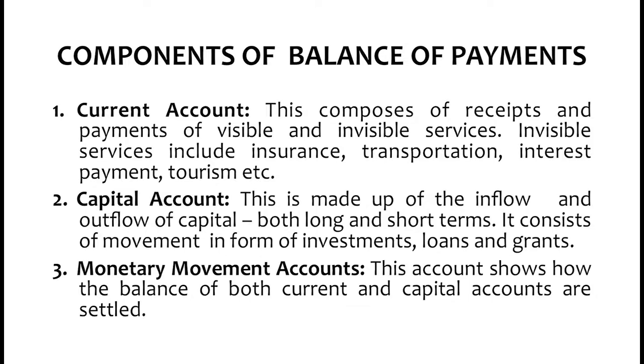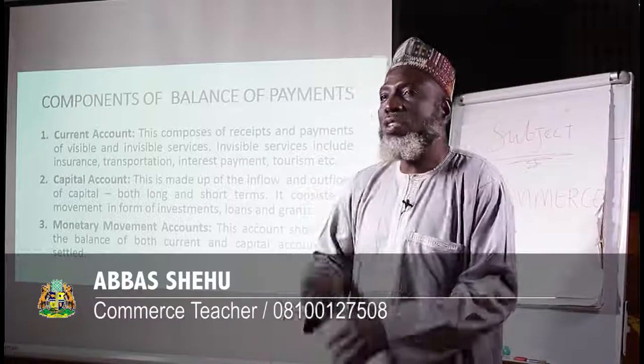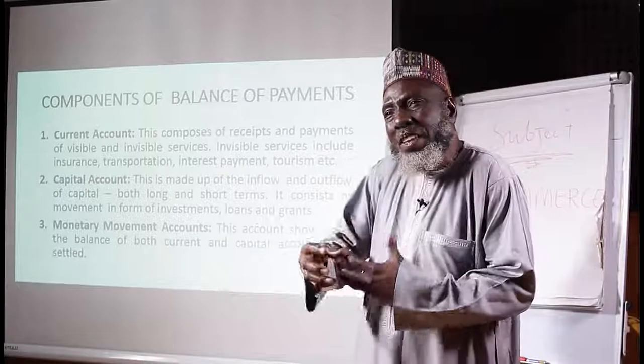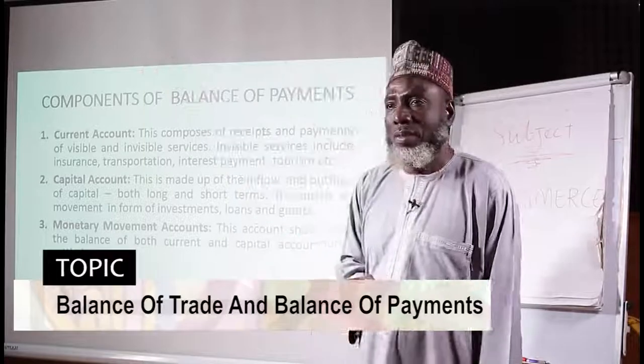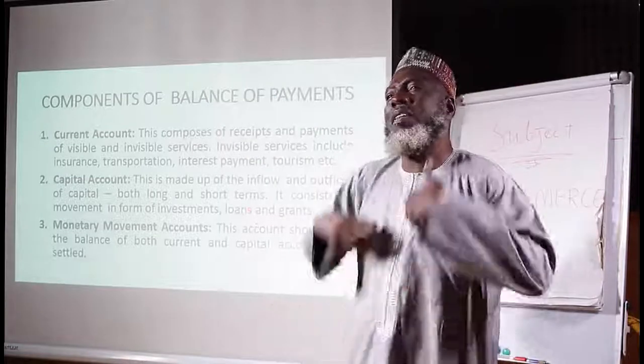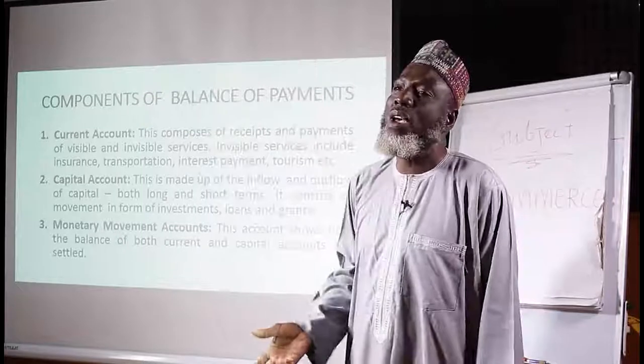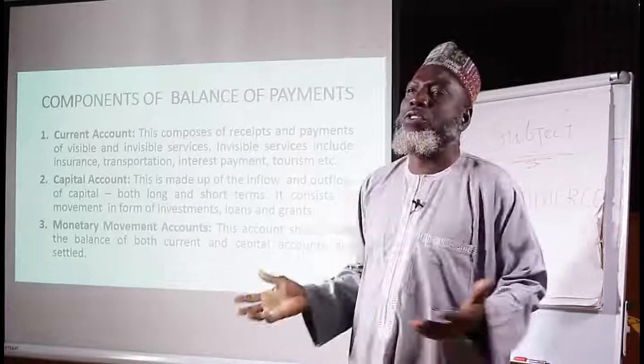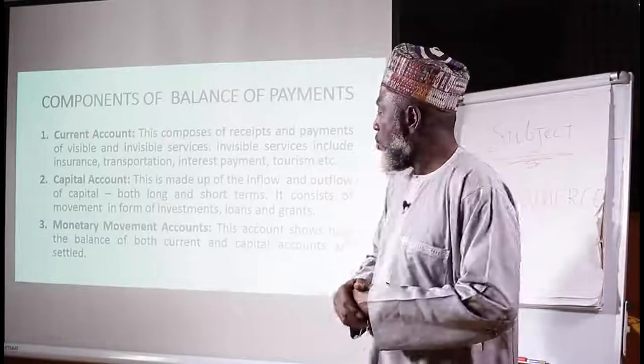Then we have the capital account. This is made up of inflow and outflow of capital, both long and short-term capital. It consists of movement in investments, loans, and grants. In terms of investment, loans, and grants: what are the total investments the country has outside? What are the total investments other countries have in a particular country? What are the grants offered to other countries? What are the grants received from other countries? And so on and so forth.